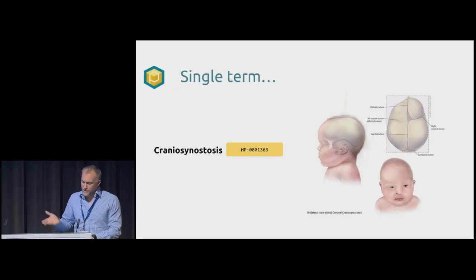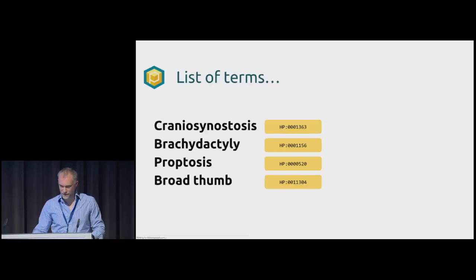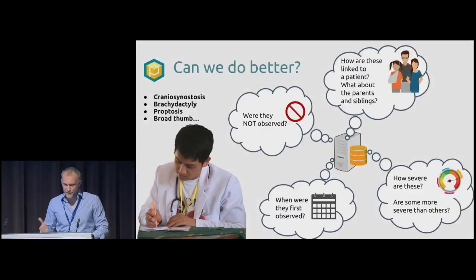So why would you want to do this other than just a list? Let's just take an example, walk you through it to show you what a PhenoPacket looks like, a brief example. So a single term on its own, craniosynostosis, this is the description of this phenotype that you can see here. That doesn't really give you a lot of context. We can get up to the list of terms, and again, it doesn't really tell you a lot. So, you know, we can do better than this.